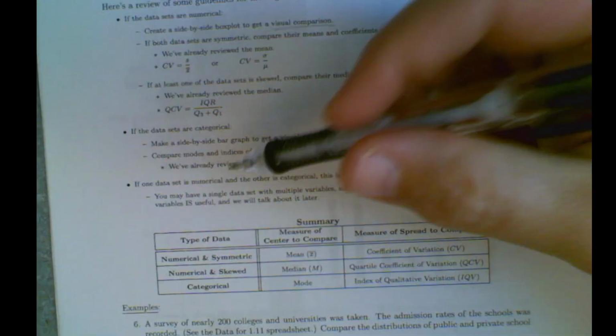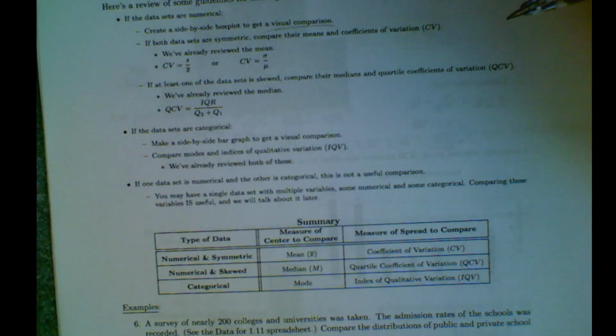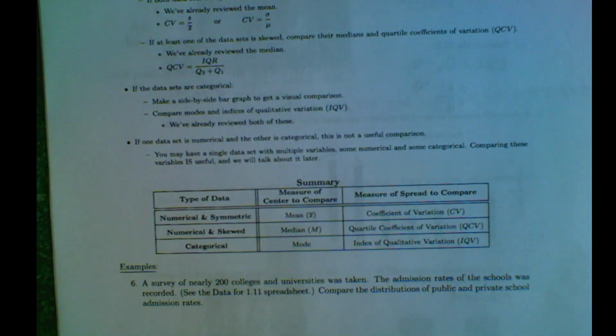If one of the data sets is numerical and the other is categorical, then there's no way that's a useful comparison to make. We'll talk later on in the semester about trying to decide if one variable affects another variable, and in that case it would be worthwhile to compare numerical and categorical variables to see if this categorical variable has some effect on this numerical variable. That's totally valid. But if all we're trying to do in this section right now is just compare 2 distributions, 2 data sets, it really doesn't make sense to compare a numerical data set to a categorical one. So we won't worry about that situation.